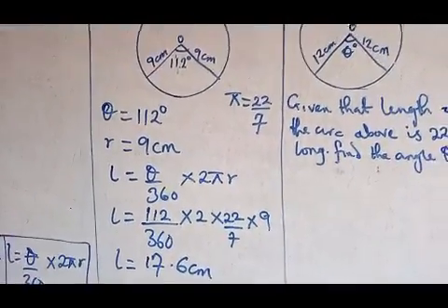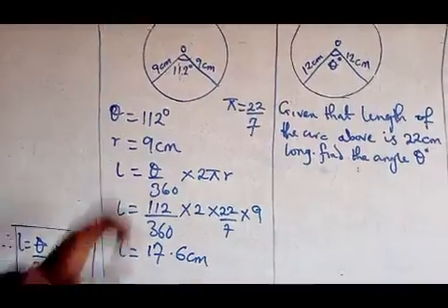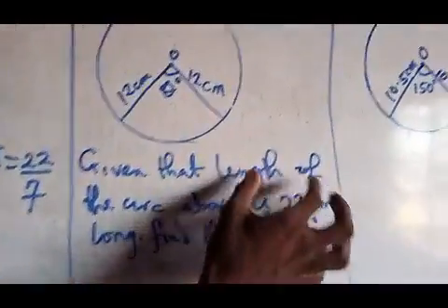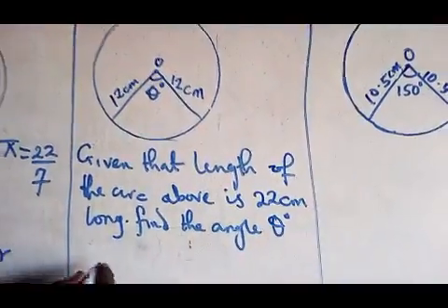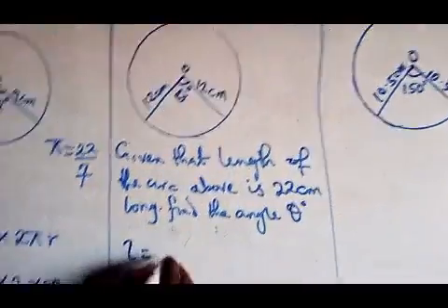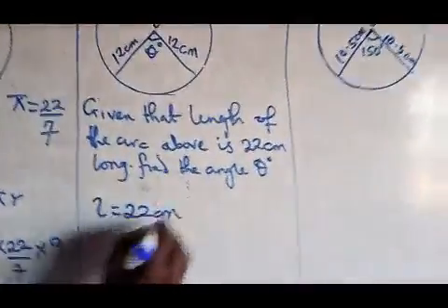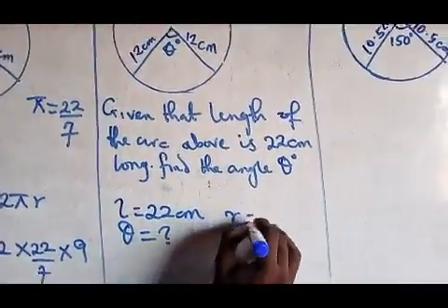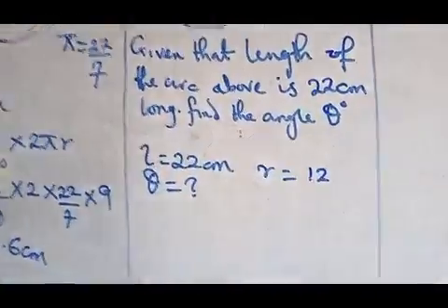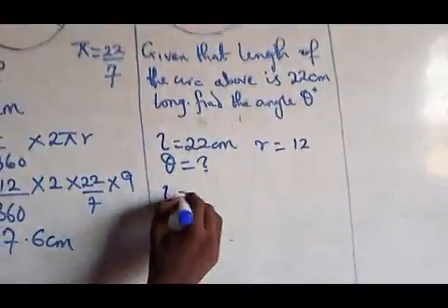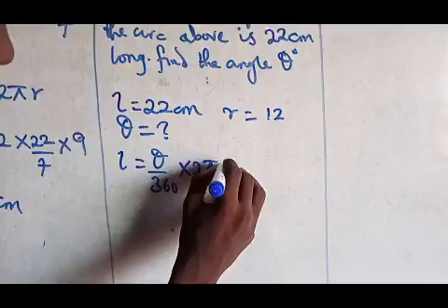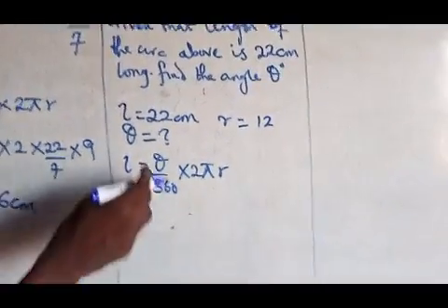We have a question here. Given this diagram, we have our length. They said given the length of an arc to be 22, that means they give us L to be 22 centimeters. Our theta we don't know, and our r is 12. So with your formula, L equals theta over 360 times 2 pi r. Alright, make theta the subject of the formula.